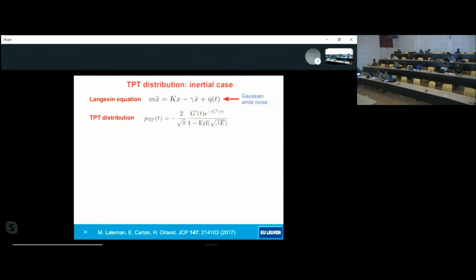We derived the transition path time distribution. Actually, we found a nice universal form of this transition path time distribution. So you see, we write this transition path time distribution as a function of some function g, which turns out this shape is quite universal in the sense that if you have a different process, what changes is the g.